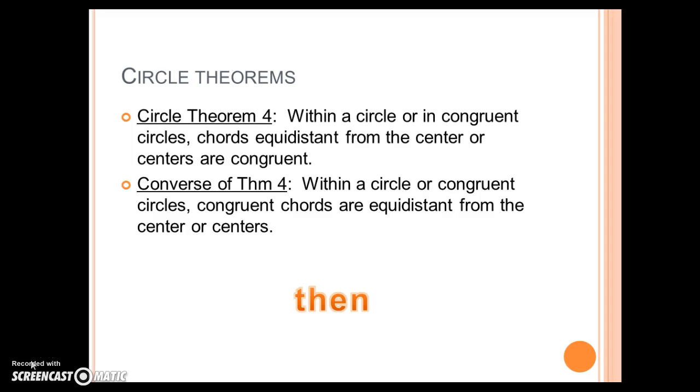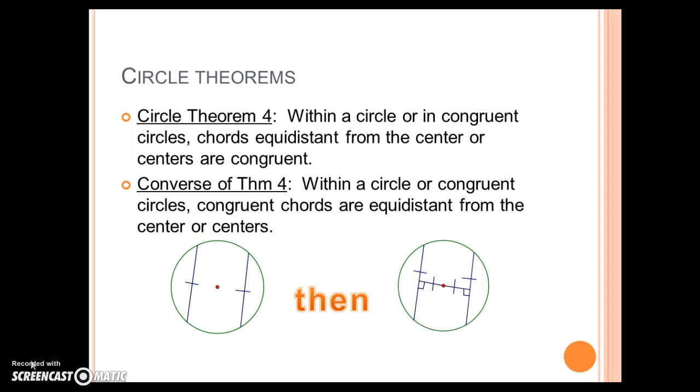Circle theorem 4 says, within a circle or congruent circles, chords equidistant from the center or centers are congruent. And the reverse is true. Chords that are congruent are going to be equidistant from the center or centers. So if we have chords, we know they're equal distance from the center at a perpendicular angle, because we always measure distance at a right angle. And I apologize for the confusion. It says if the chords are congruent, then they're equal distance from the center.